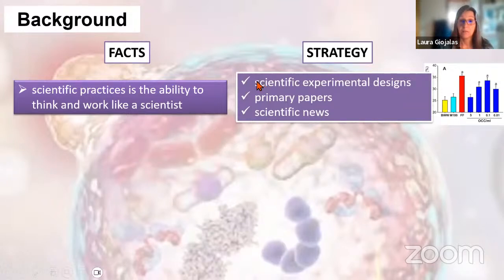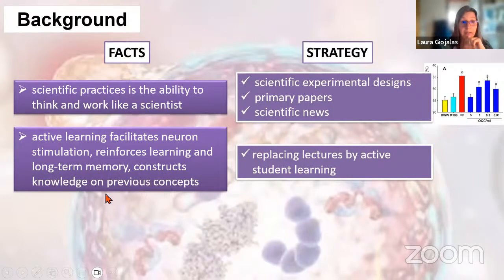strategies related to scientific experimental design, to make a student understand a single experiment. For instance, these are the results of a single experiment. They have to understand this kind of information. They have to develop the ability to analyze primary papers and the ability to analyze scientific news, which is a way scientific knowledge is dispersed. Another fact is that active learning facilitates neuron stimulation, reinforces learning and long-term memory, and also constructs knowledge based on previous concepts. So we need to replace lecture by active student learning.